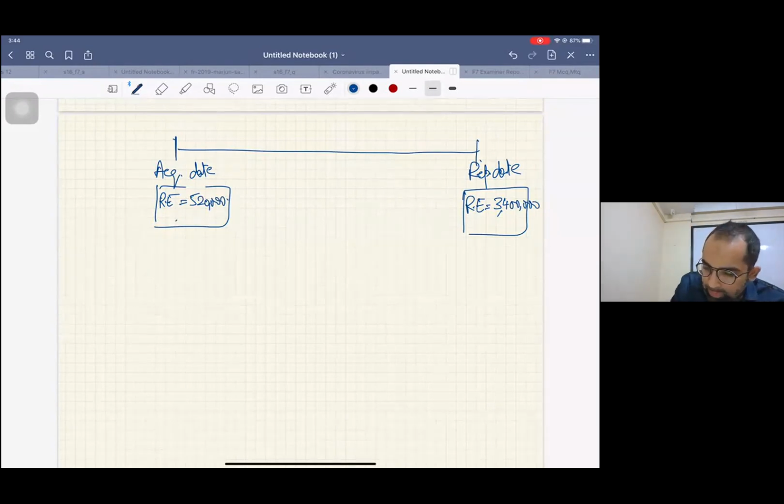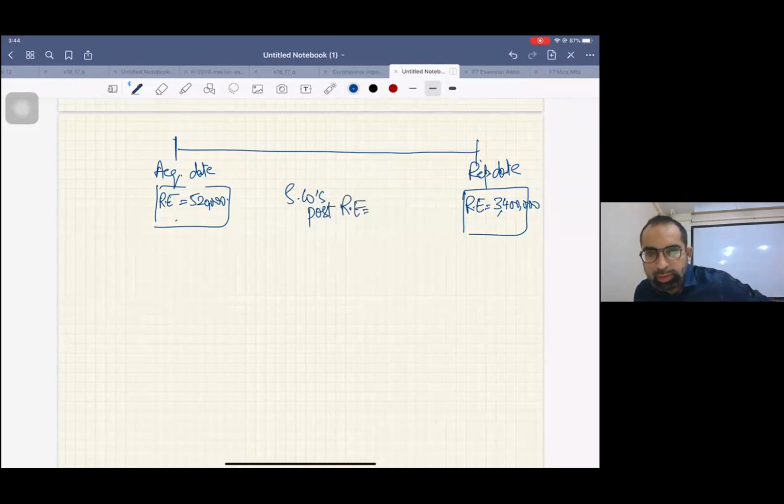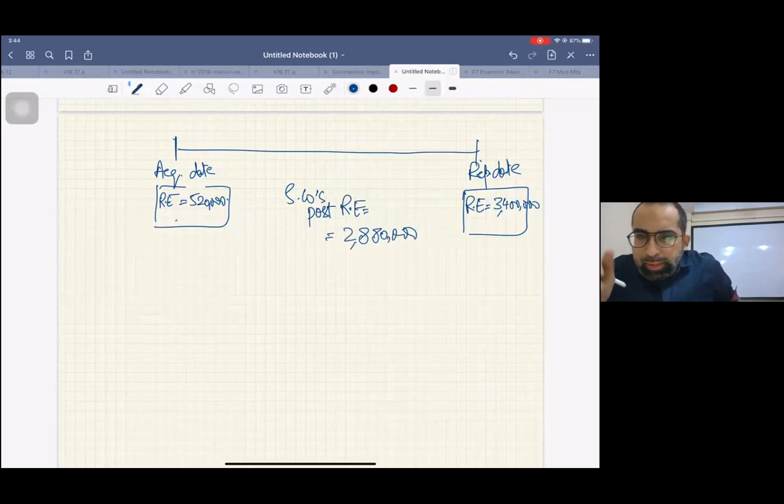Take the difference. S Company's post retained earning is 3400 minus 520, how much is it? It's 2880. Okay, thank you. You guys also help me, so that I don't need to use the calculator anymore. This is your post retained earning.